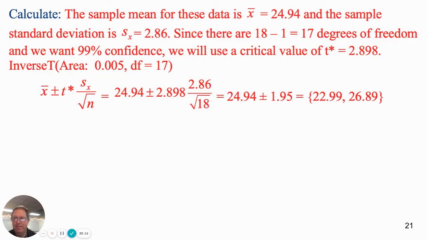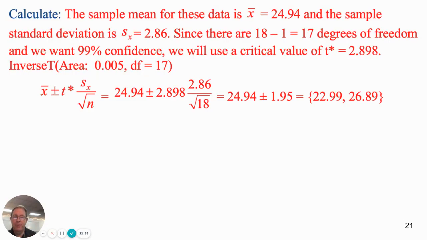On the left-hand side, I have the formula in symbols. You do not have to write that down unless you need it as a reference. What you do need to do is put the numbers from the problem into the formula. So I put my mean of 24.94, my critical value of 2.898 times s, that's 2.86, divided by the square root of 18. Now, I ran this through my calculator and I figured out that I get a mean of 24.94 and a margin of error of 1.95, which gives me my upper and lower boundary.